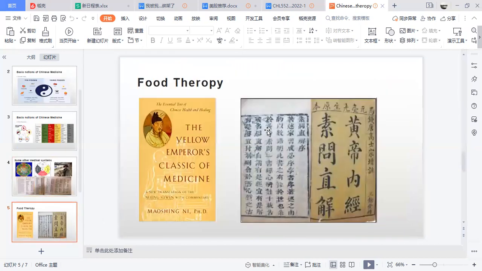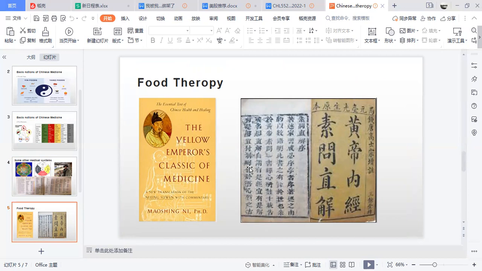So here is where traditional Chinese food therapy comes from. It's from this book. In Chinese Mandarin, it's called Huangdi Neijing. Huangdi is a very ancient person in legendary stories.